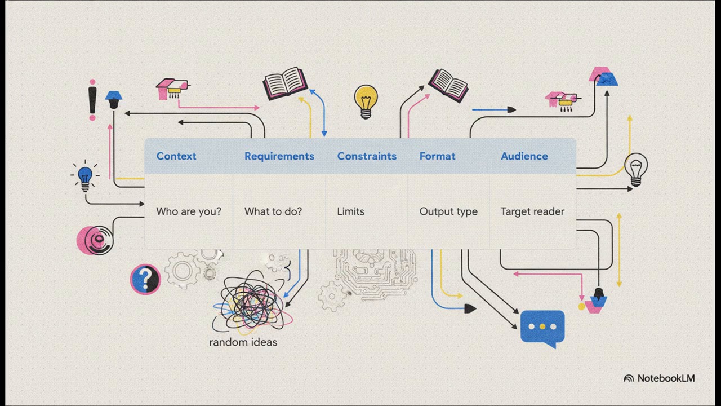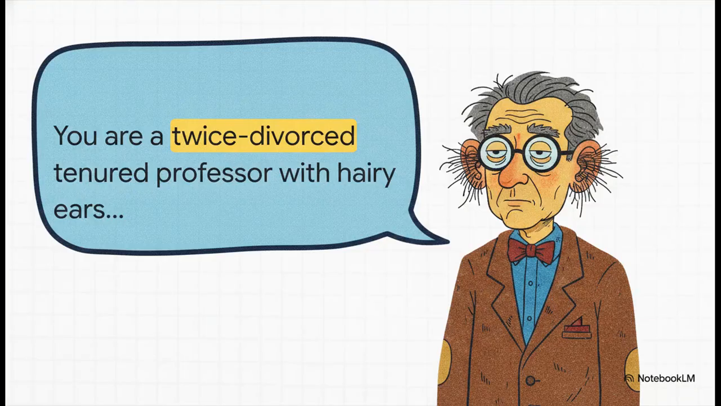of these 5 elements: context, requirements, constraints, format, and audience. Using this exact structure stops you from just smashing random ideas into a chatbot and crossing your fingers. Just to visually punctuate this lesson, check out this hilariously specific prompt. You are a twice-divorced, tenured professor with hairy ears.